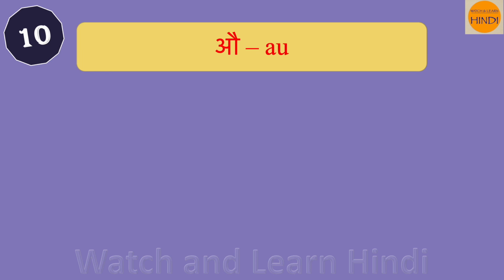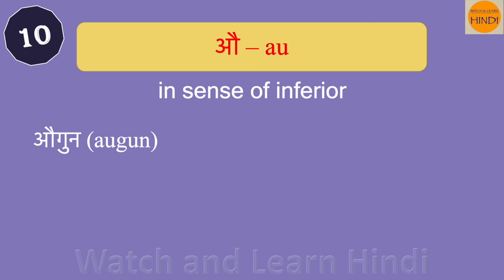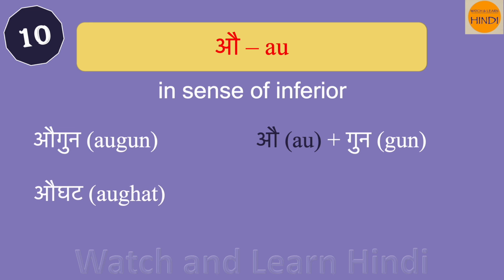And the last one is au. It again gives a sense of inferiority. So augun is au plus gun. Gun is quality. When we add au to it and say augun, it means a bad quality. Similarly, aughat means something which is rough, not smooth.